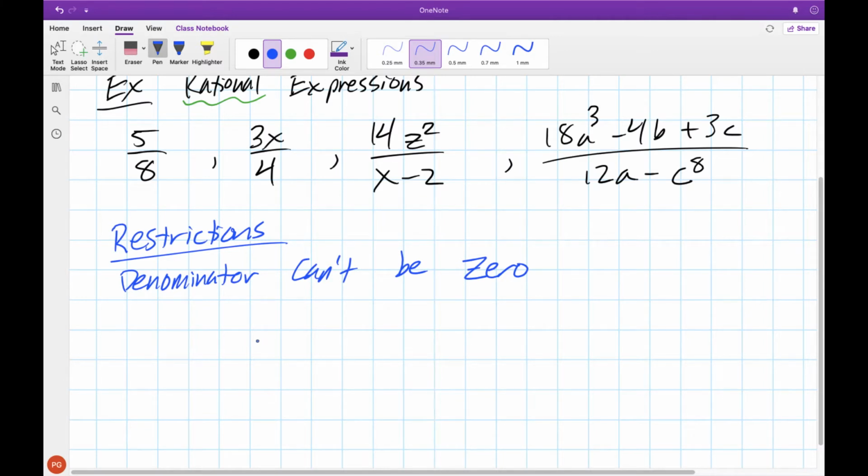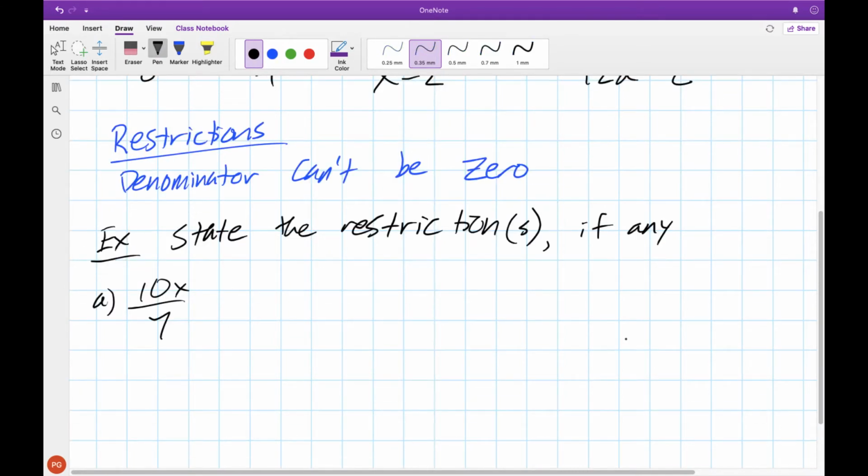Now when we talk about rational expressions, it's important to also think about restrictions. And the restriction for any rational expression is that the denominator can't be 0. Remember, when we have a fraction, it's the same as dividing, and we can't divide by 0. Let's go through some examples where we try and find the restrictions. For our first example here, 10x/7, there's no way we can make our denominator 0, so there's no restriction.